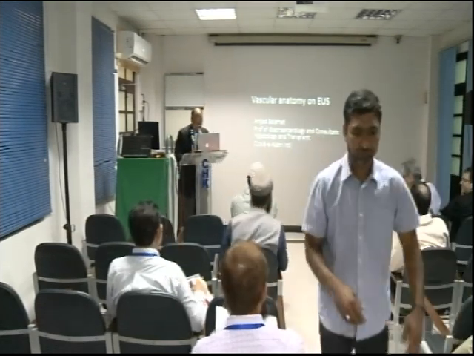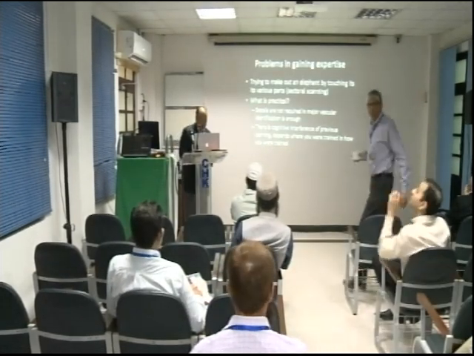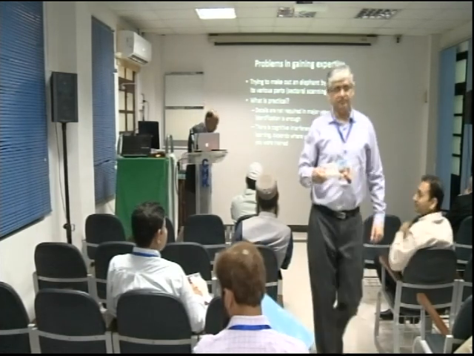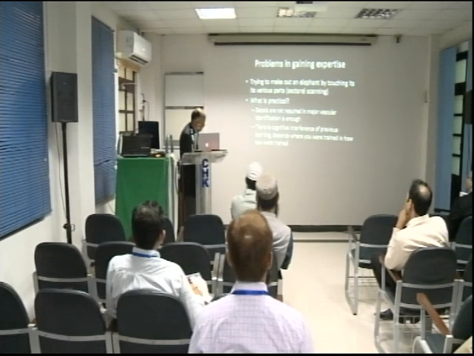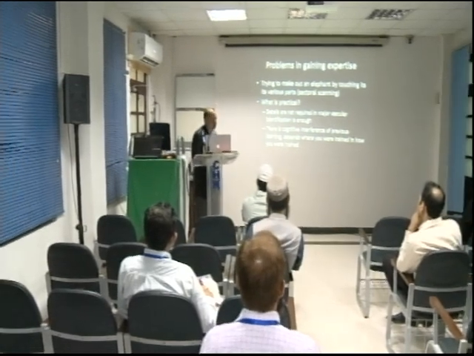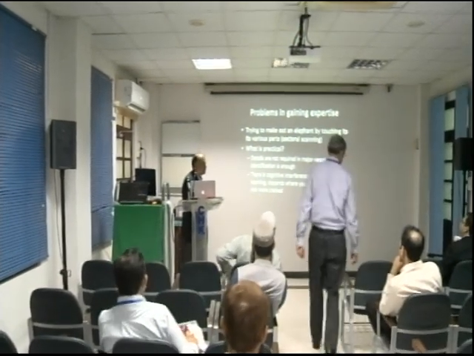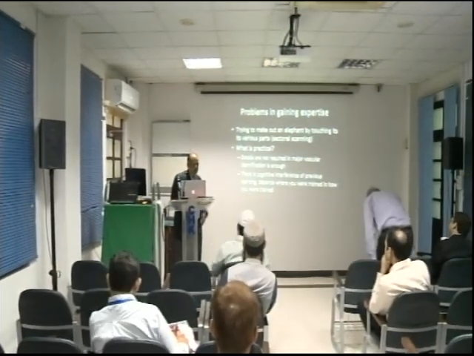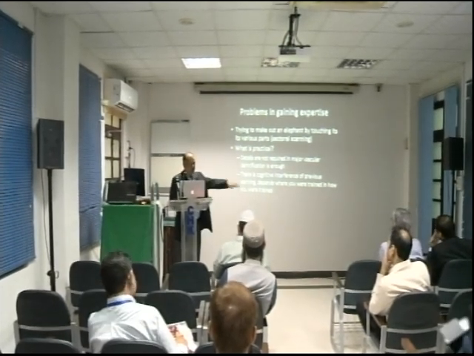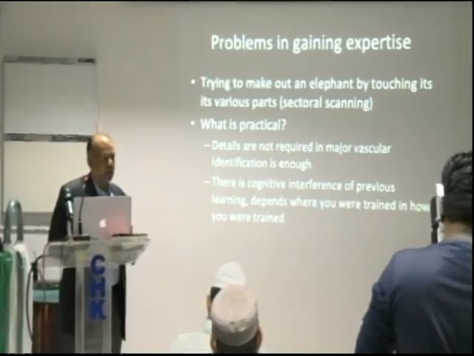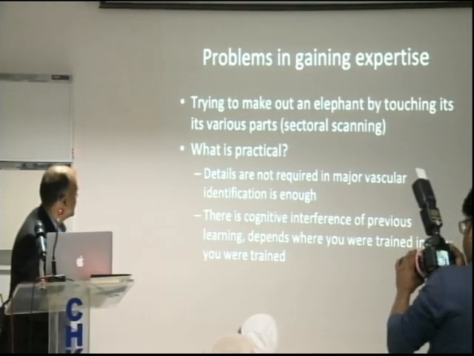Okay, just a quick word here while you're looking at the EUS and trying to study that. When you're doing the sectoral scanning, which is the linear, which we're going to talk about mostly here, it's like constructing an elephant by touching different parts. You're looking at the pancreas from different angles, so everybody has his own concept of what the elephant would look like. That's one of the issues here.